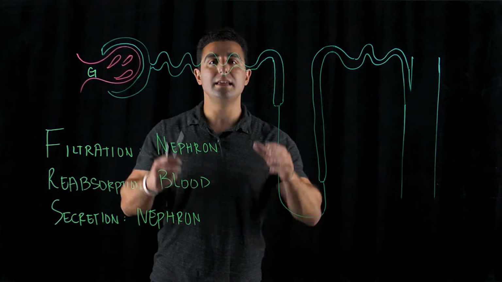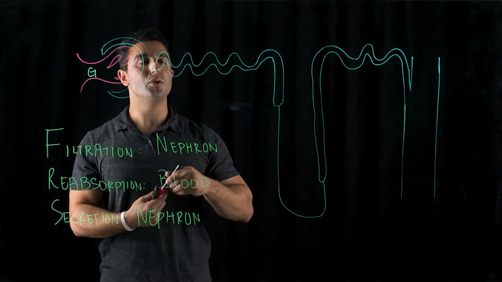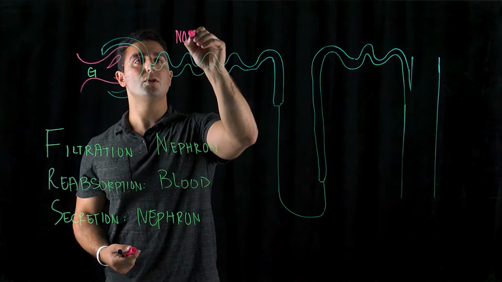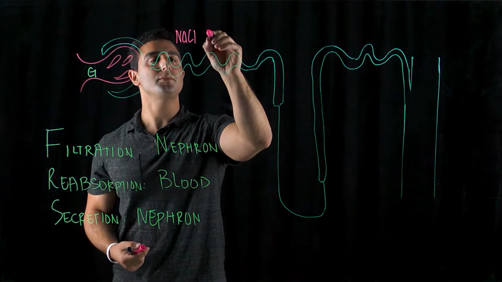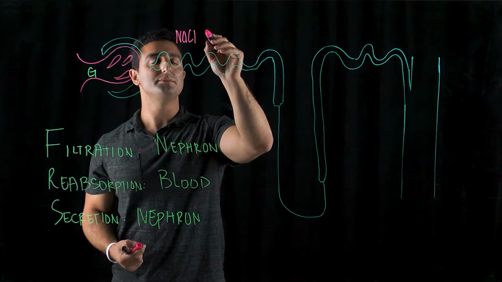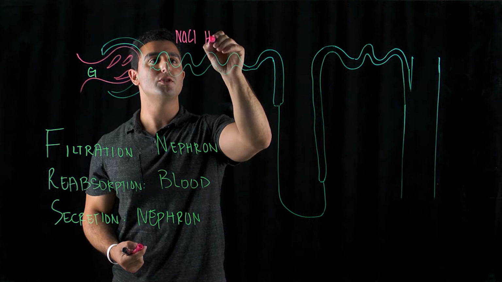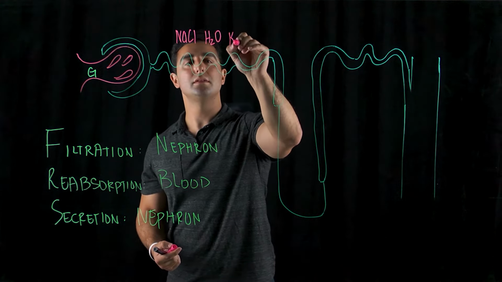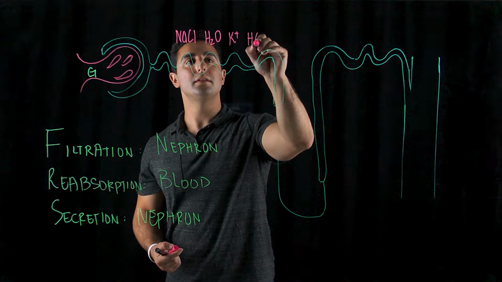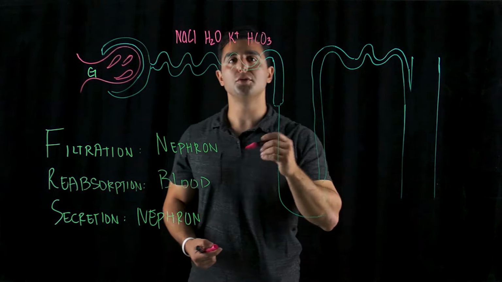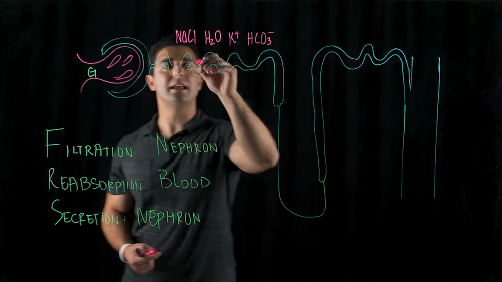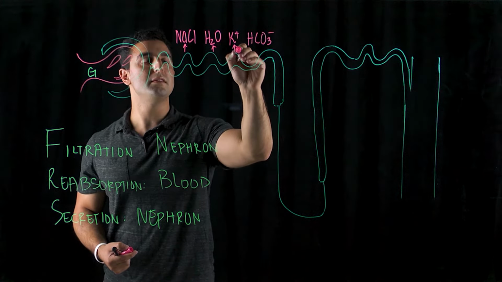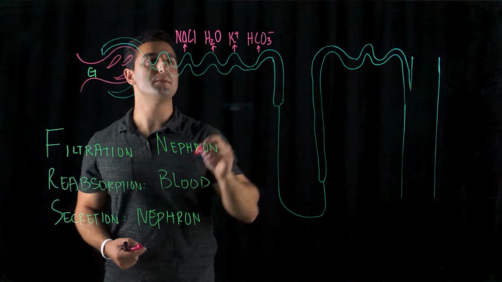What happens in the proximal convoluted tubule? The material that gets reabsorbed is sodium chloride, salt, and water. What else gets reabsorbed here? Potassium, bicarbonate, and also other nutrients that are present. Again, I'll even draw the arrows for it too, so you know. If it's going outside of the nephron, it means it's being reabsorbed.